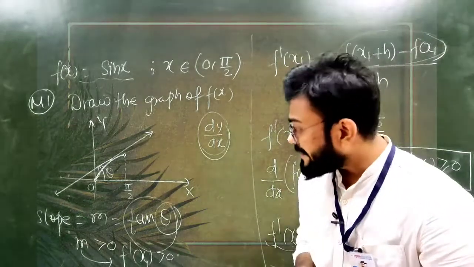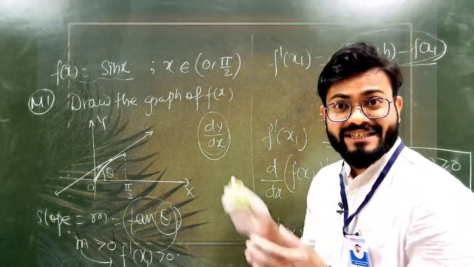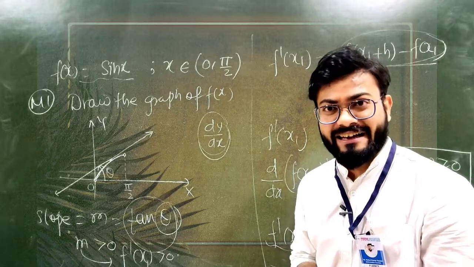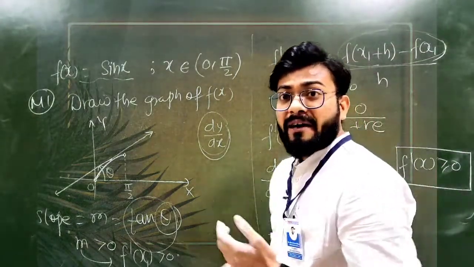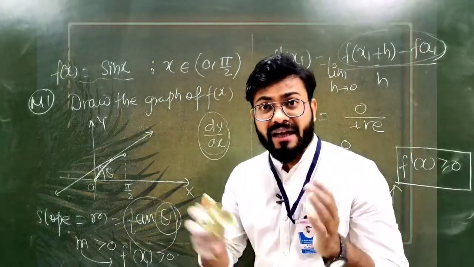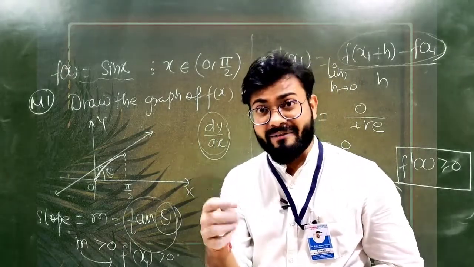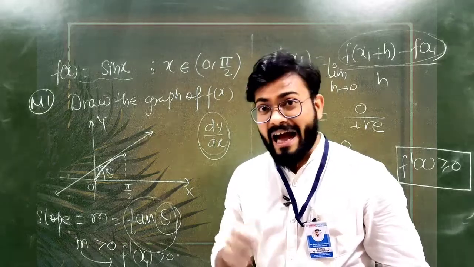But another method is what? Differentiate this function and check the value of the given function. In the same case, another part is the decreasing function. For a strictly decreasing function, the derivative of the function will be less than 0.